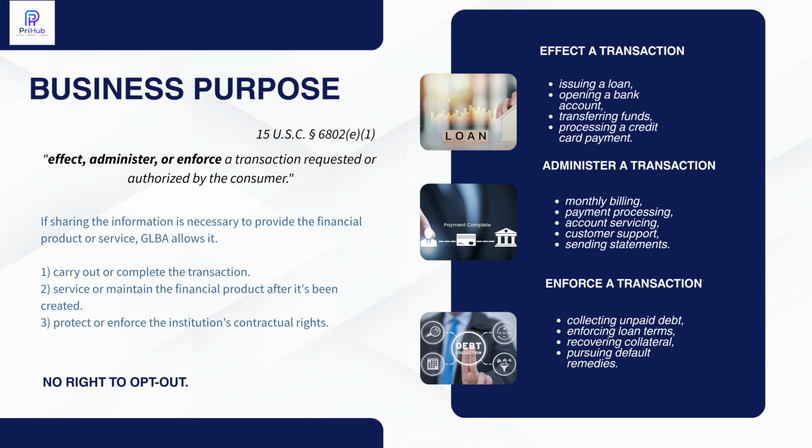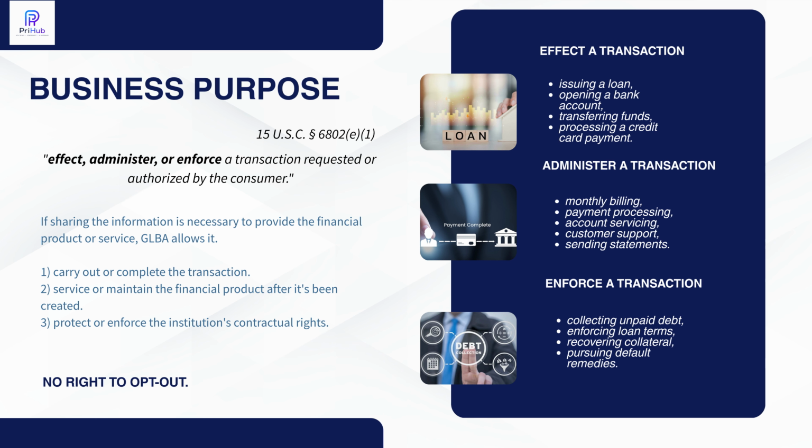The first statutory exception that we are going to discuss is the business purpose exception. Under GLBA, a financial institution may disclose NPI when the disclosure is necessary to first, effect, second, administer, or third, enforce a transaction requested or authorized by the consumer. First, to effect a transaction. This means carrying out or completing a transaction requested by the consumer. For example, issuing a loan, opening an account, or transferring funds.